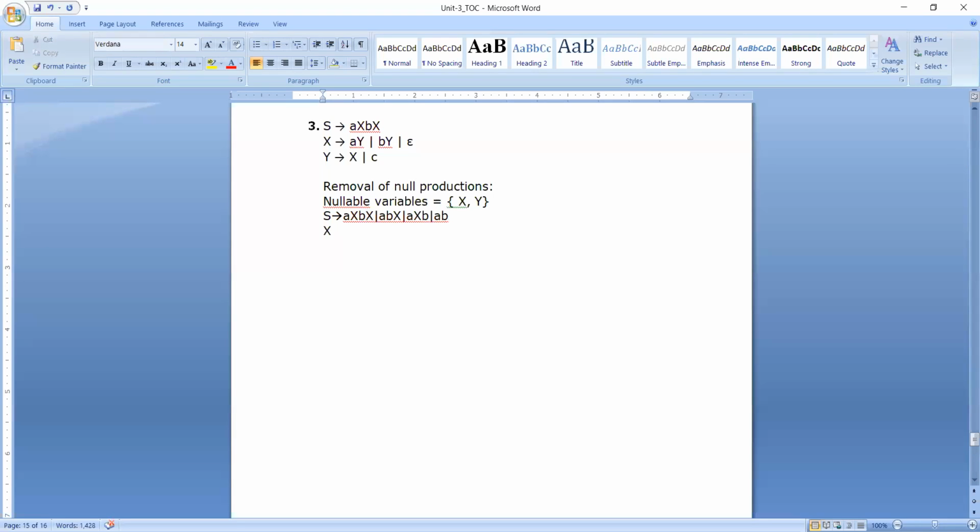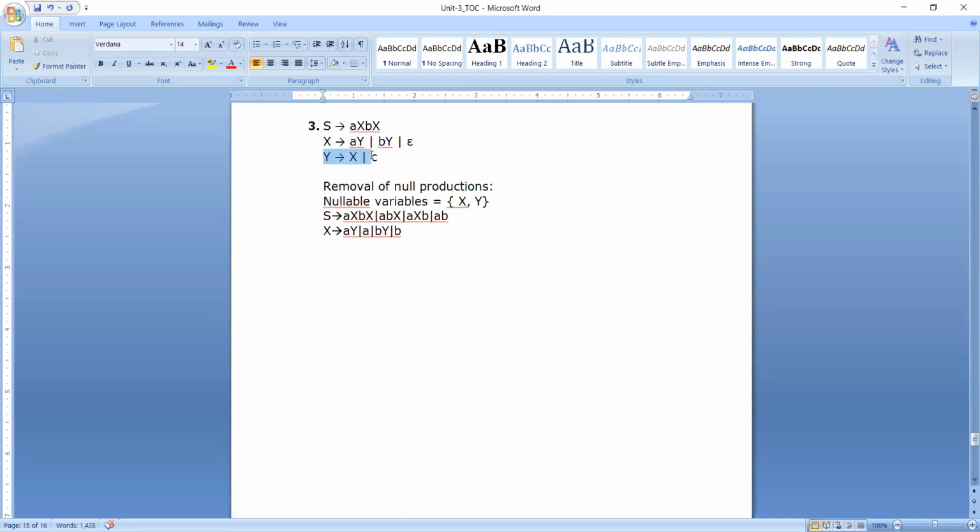Then we need to do the same with the other production also. X derives to aY. And we already know that Y is a nullable variable. So this Y has occurred only one time. So when we remove that, only a will remain. And then again we need to do the same for bY also. In this bY, we know that Y is a nullable variable. Once we remove the occurrence of that, then automatically the terminal will remain. What is that? b will remain.